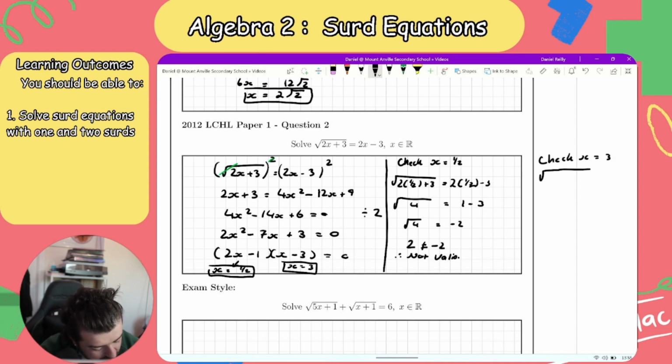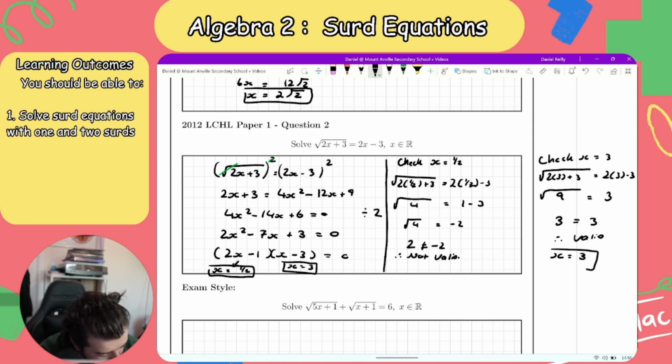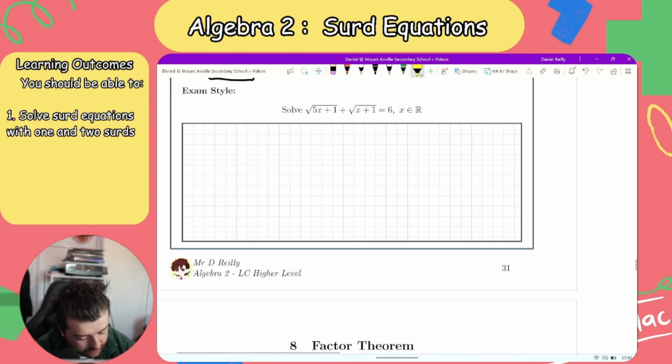Right? Next one. Let's check x equals 3. Sub it in. 2 times 3 plus 3 equals 2 times 3 minus 3. So this is going to be root 9 equals 6 minus 3, which is 3. 3 is equal to 3. Ding, ding, ding. It is valid. So x equals 3 is my solution here. Great.